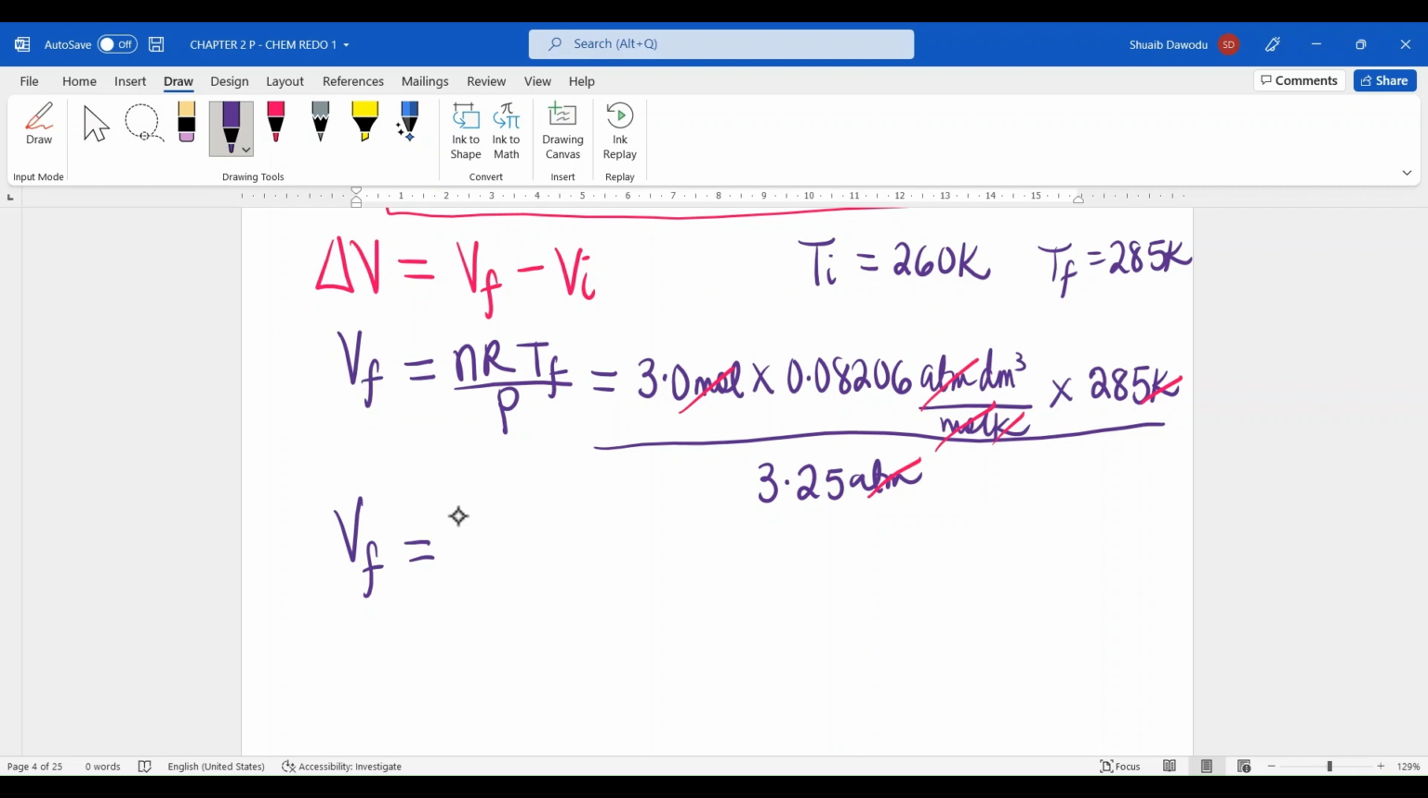So V final is simply going to be 21.5881 dm cubed. So that's the answer here.